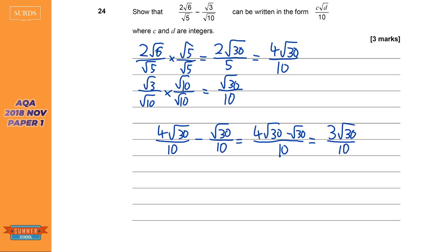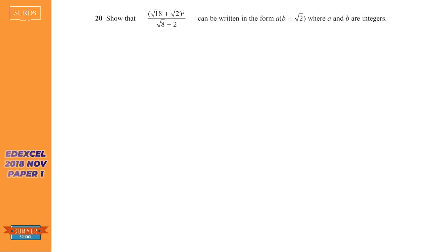It always is a good idea to check that root 30 can't be simplified, but with root 30, there's no square number that goes into 30, so we can't simplify that further.